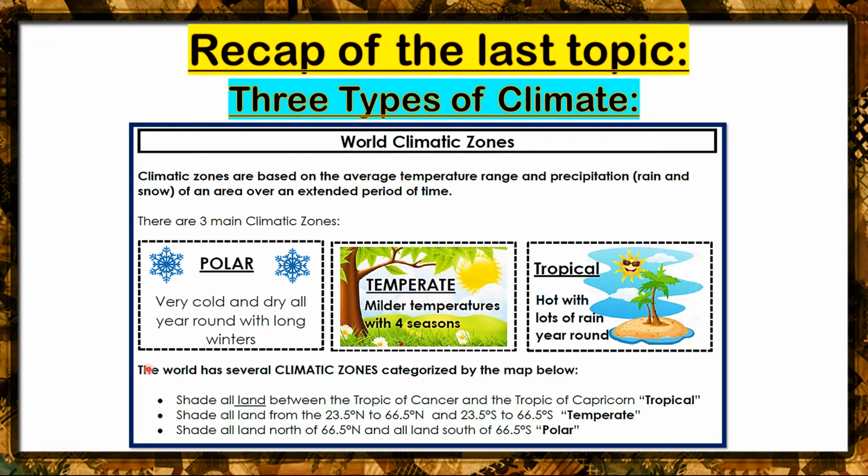The world has several climatic zones categorized by the map below. Shade all land between the Tropic of Cancer and the Tropic of Capricorn, tropical. Shade all land from 23.5 degree north to 66.5 degree north and 23.5 degree south to 66.5 degree south, temperate. Shade all land north of 66.5 degree north and all land south of 66.5 degree south, polar. So this was the topic that we have discussed last Monday afternoon.